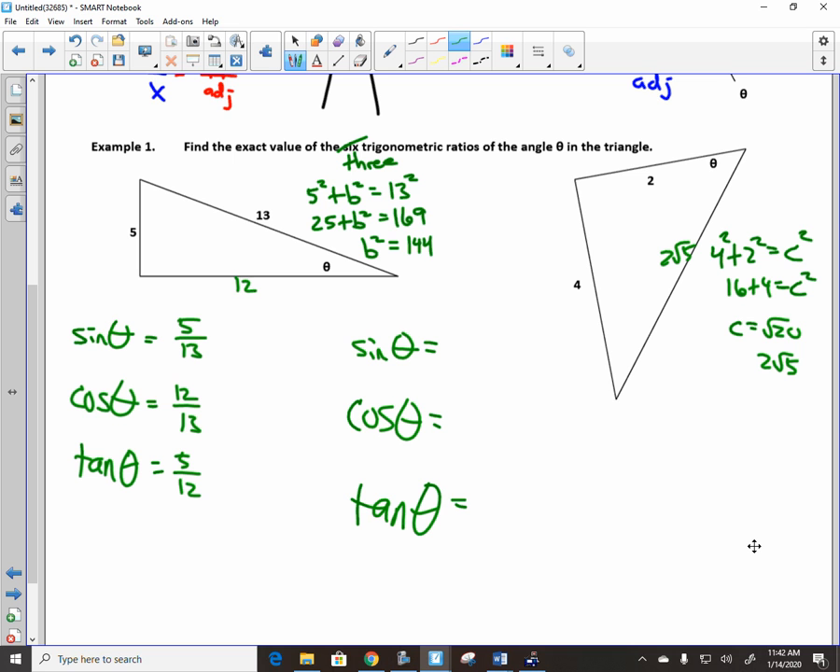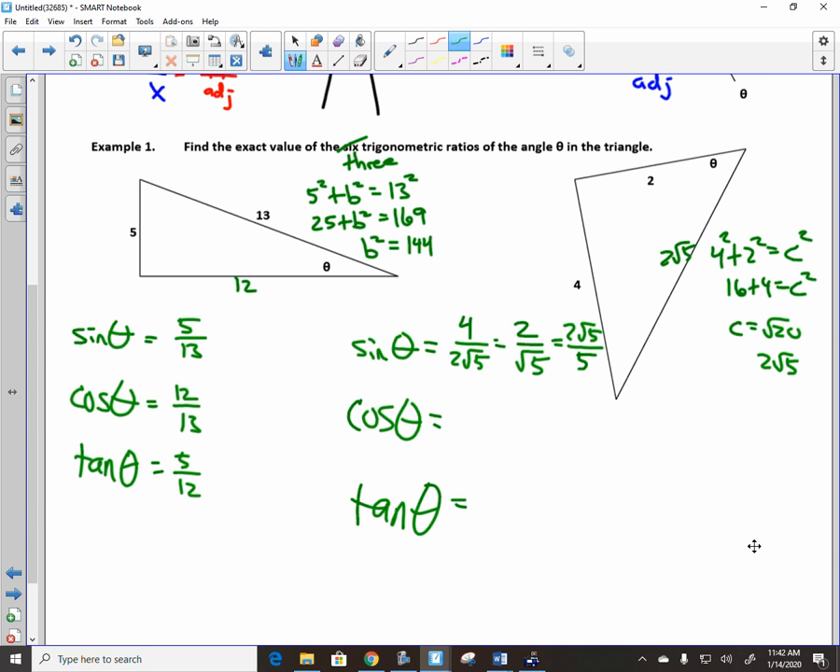Sine of theta, we have the opposite side, which is 4. And we're going to make sure we divide that by 2 roots of 5. You can tell the 4 over 2 reduces to 2 over the root of 5. And now in that situation, we multiply the top and the bottom by the root of 5. You should get 2 roots of 5 over 5. Is everybody okay with that step?